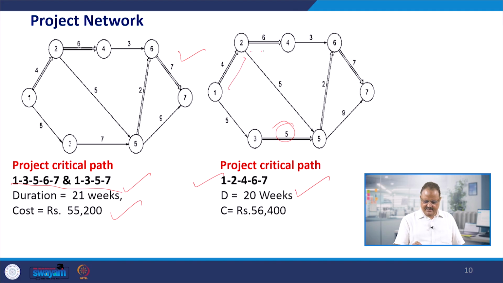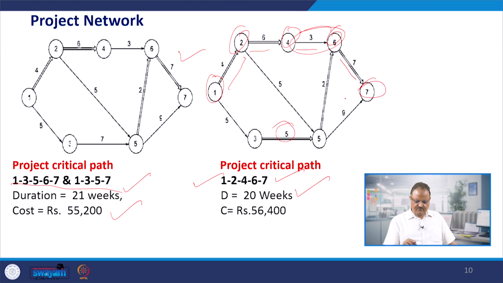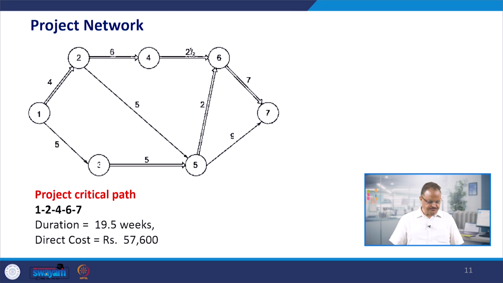Now we have the second last path, because on this path we have crashed almost all the activities. Only one activity is left, 4 to 6. So finally we will go for this, because this is now a critical path, 1, 2, 4, 6 and 7. On this path one activity, 4 to 6, is left. If we crash this activity on this path 1, 2, 4, 6, 7, we have a new network, and here the critical path comes up as 1, 2, 4, 6 and 7.